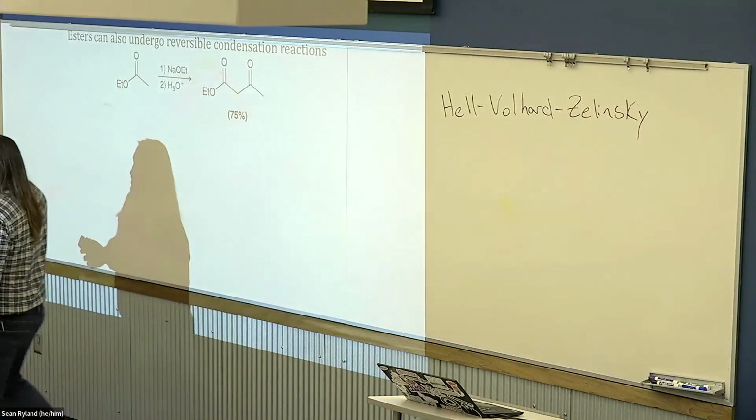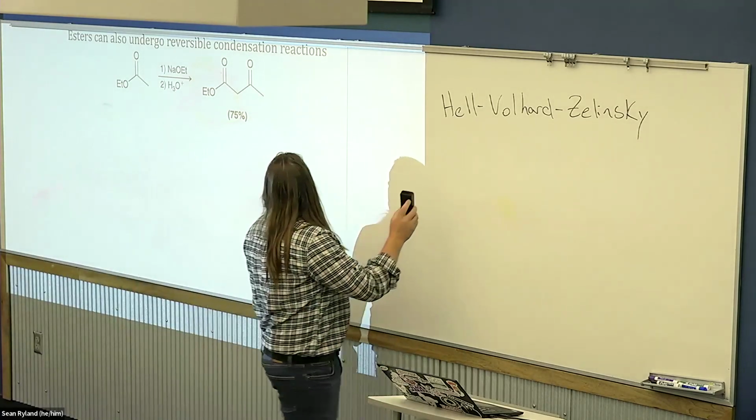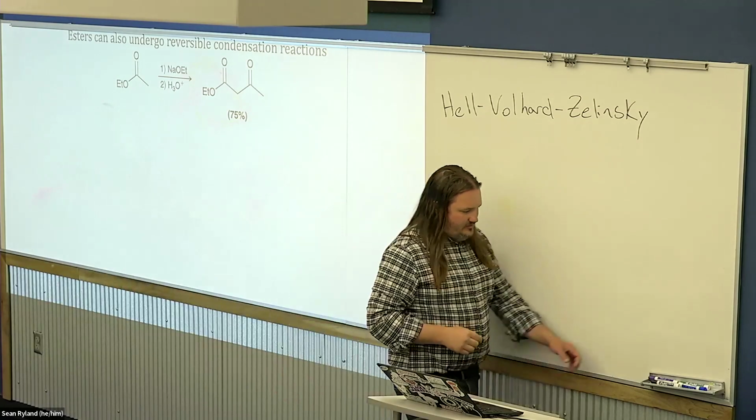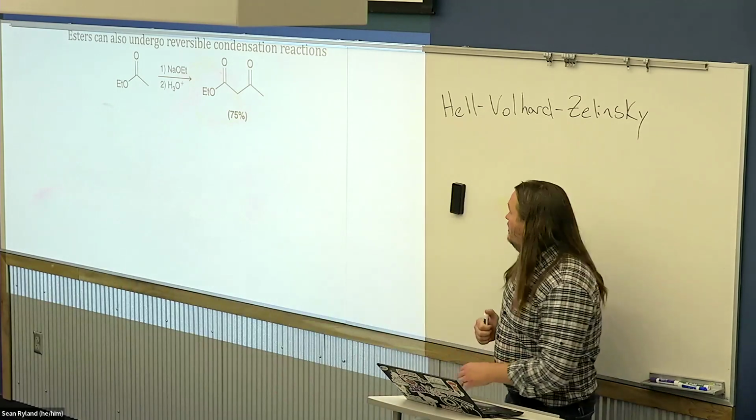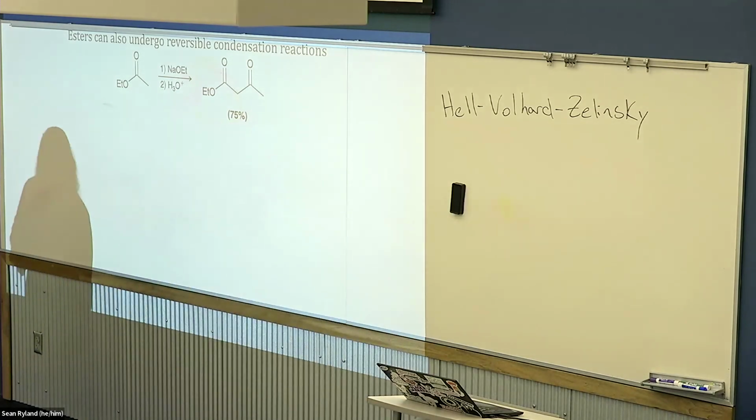So it turns out we can also do these condensations, these alpha carbon condensations with esters. Right, and so this one gets its own name. This is a Claisen condensation.